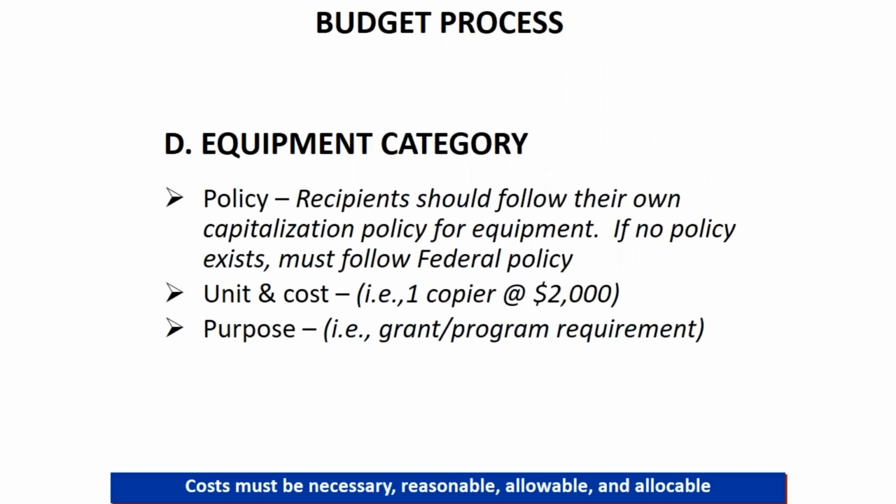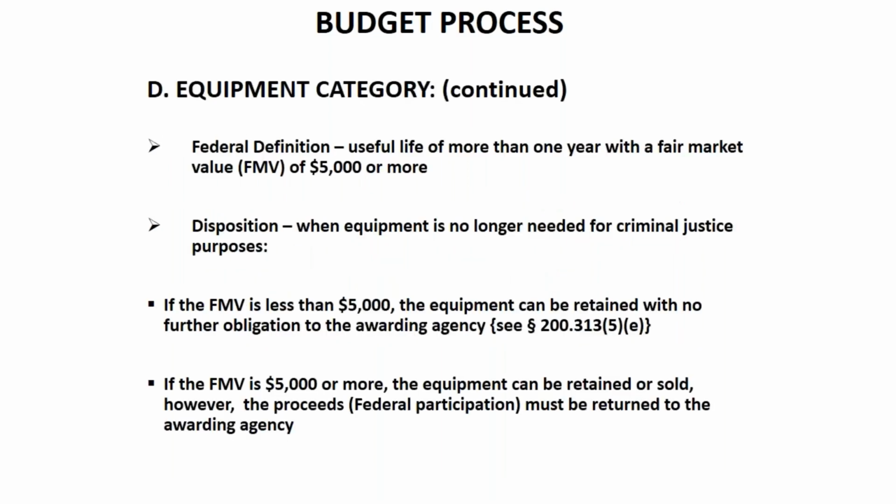What you will be including in the equipment category are non-expendable items that are being purchased. Basically, you want to know what your organization's policy is for capitalizing equipment. And as always, if you do not have your own policy, then you must follow the federal policy. So for equipment, we're looking for the cost and what you are purchasing for the equipment category, and how this equipment is basically going to support your grant programs.